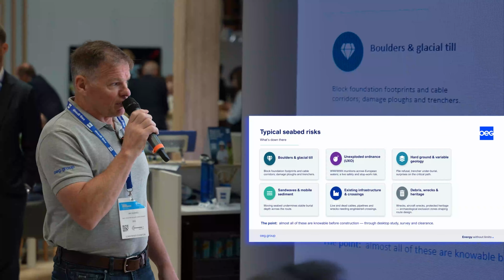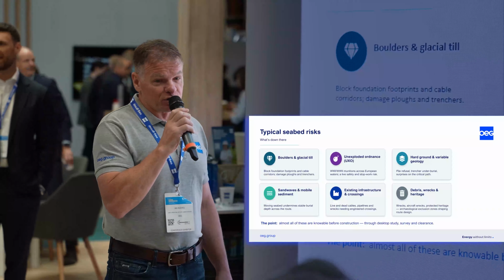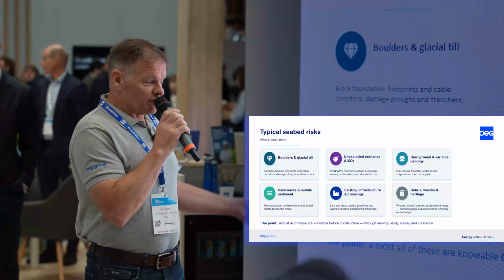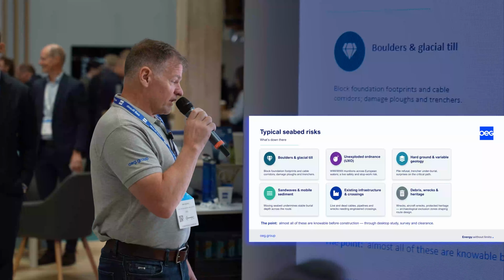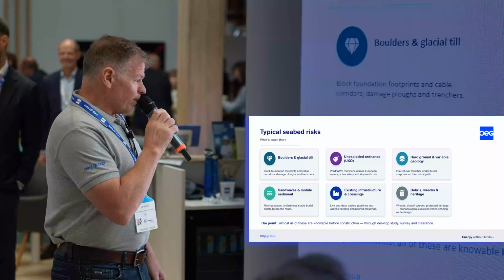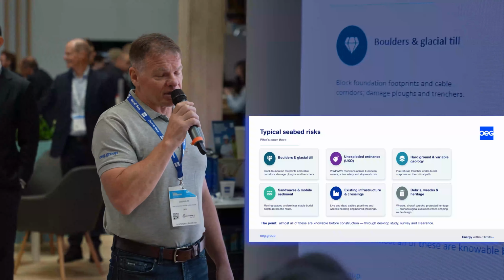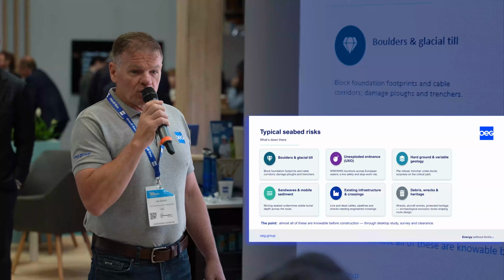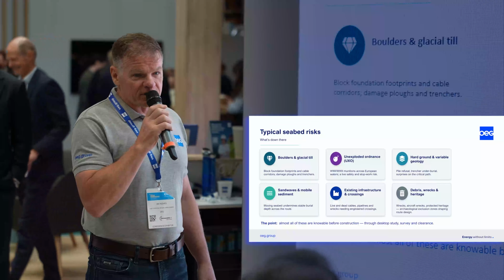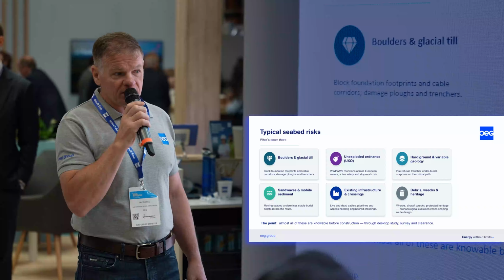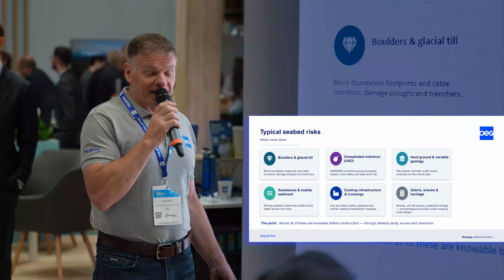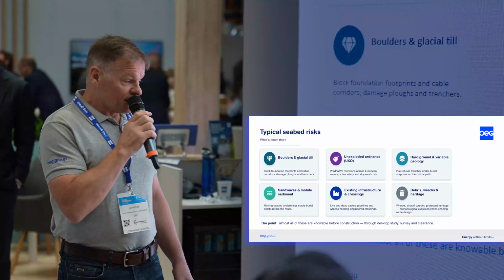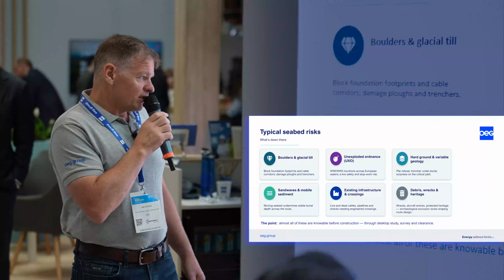Hard ground and variable geology, which can be to do with the pile geology. These are all the different various areas. Sand waves and mobile sediment can be very important to where you're doing your cable installation, on the sediment side, where the different densities of the soils can be a factor.